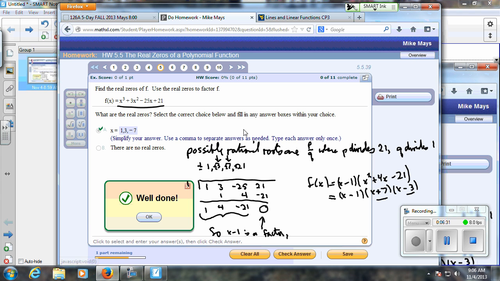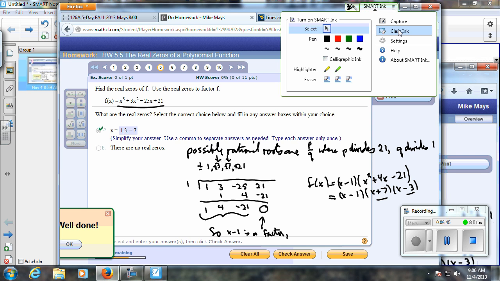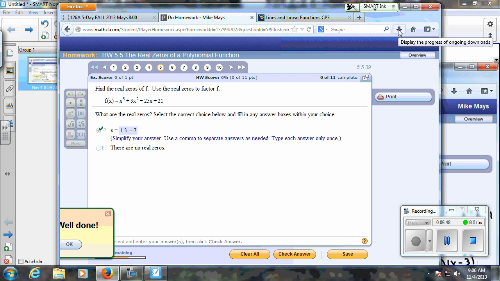Let me save this on my notes and clear my ink, because I'd like to make one more point here before I leave this problem. So 1, 3, and minus 7. They didn't ask me to graph this, but I can say something about what the graph looks like. Notice that it's of degree 3, which is an odd number, and a positive leading term coefficient.